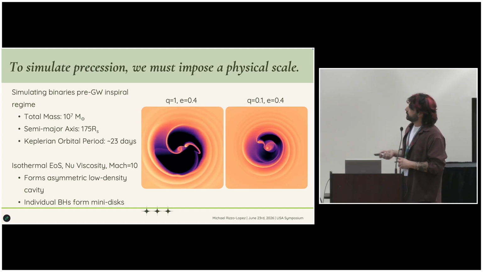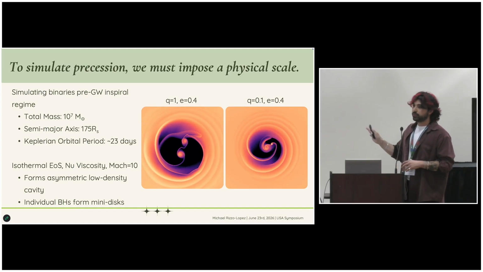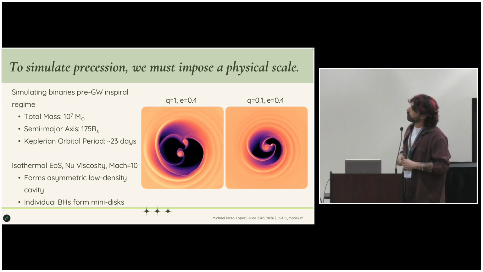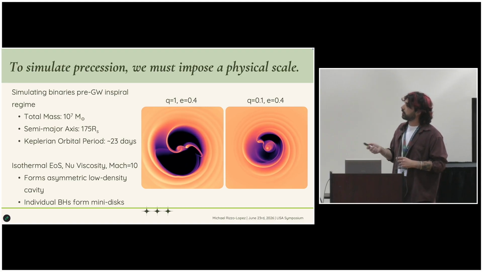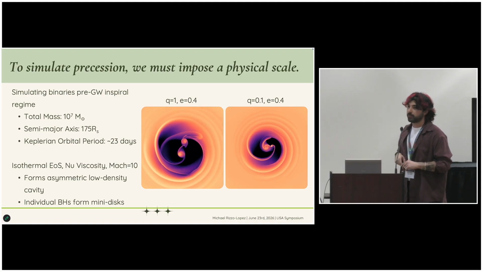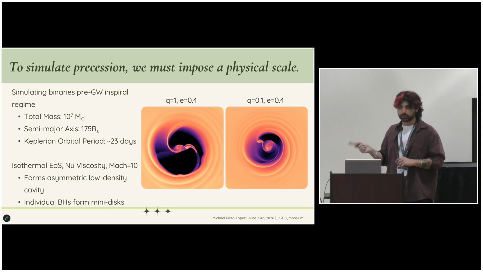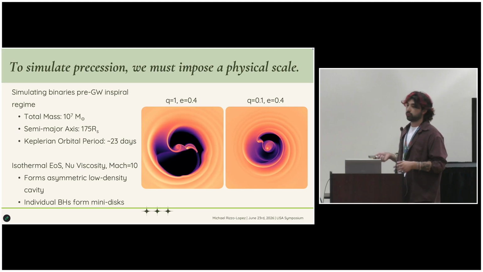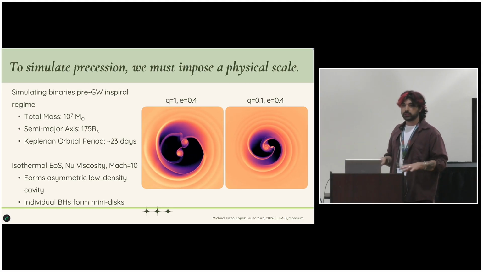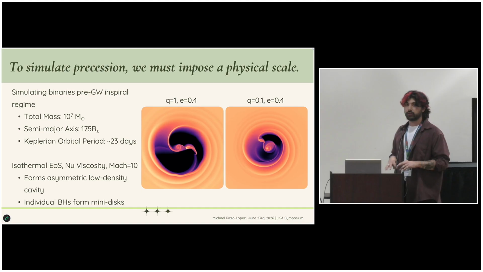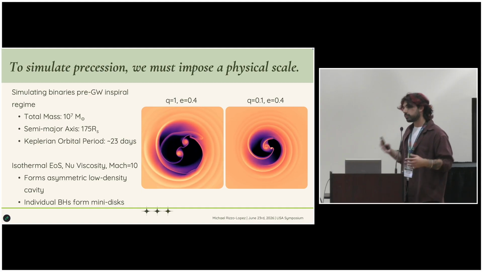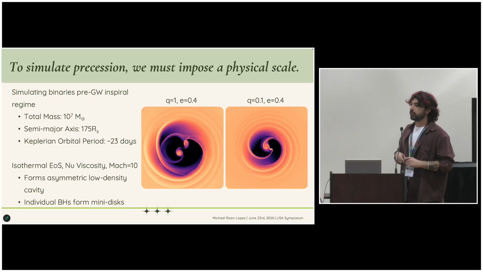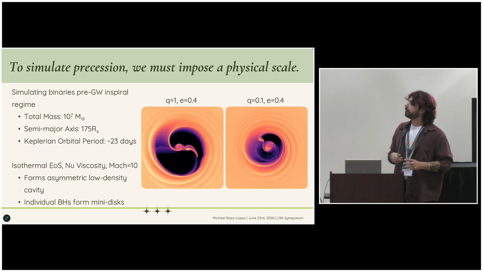To simulate this precession, we have to impose a physical scale. So I've got two movies of our equal mass eccentric and our unequal mass eccentric on the right. And we decide to simulate a binary of total mass 10^7 solar masses at a semi-major axis of 175 Schwarzschild radii, which is roughly a Keplerian orbital period of approximately 23 days. These systems are still sufficiently far from the gravitational wave in-spiral phase, where it would take a couple 40,000-ish orbits for the binary's separation to evolve appreciably.